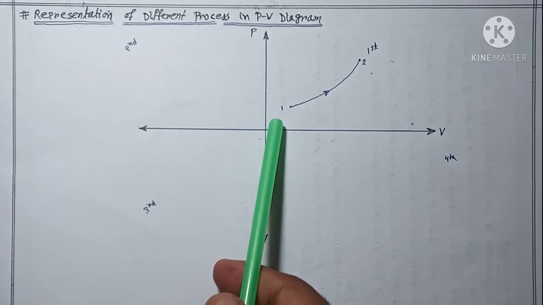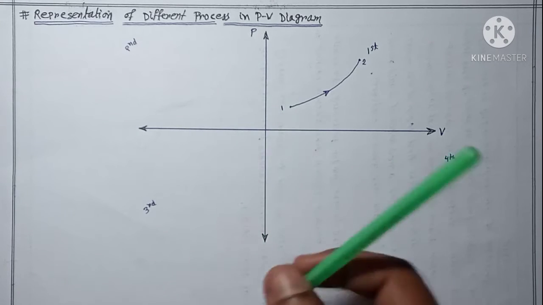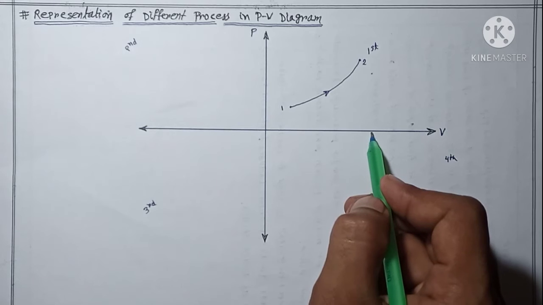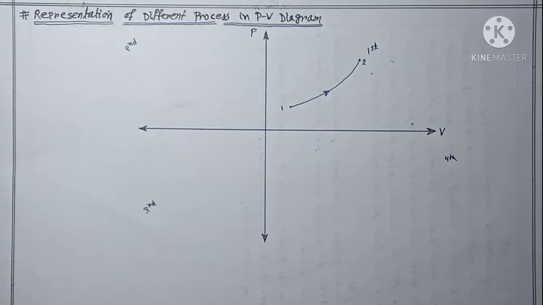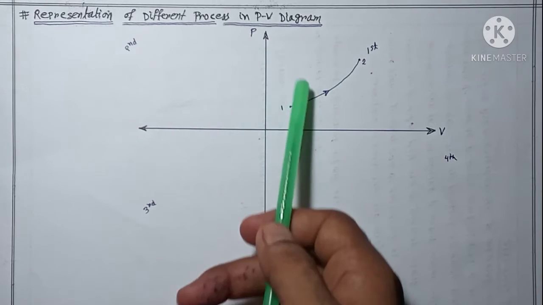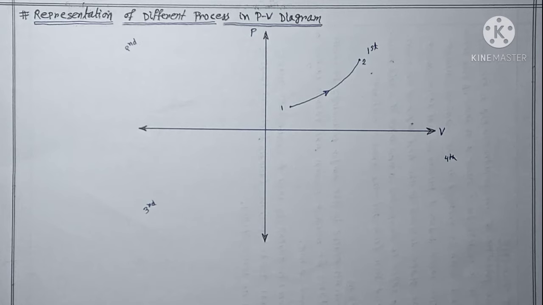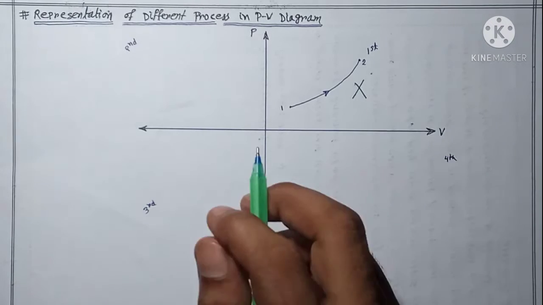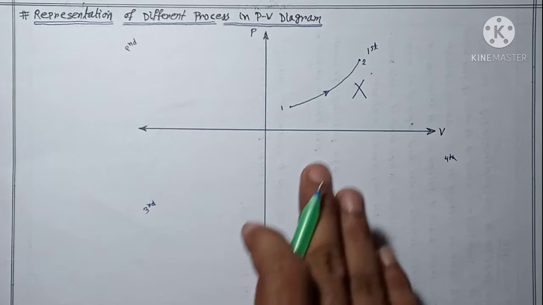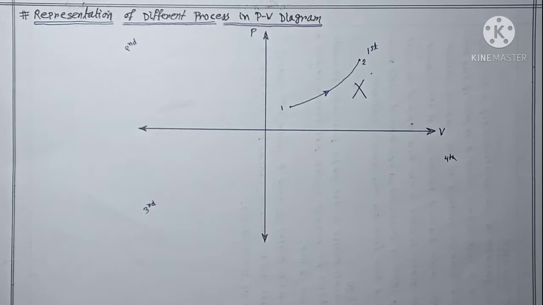You can observe that from state 1 to state 2 the volume is increasing, and with the increase in volume the pressure is also increasing. Now you tell me, is this possible? With an increase in pressure the volume should be reduced, no? But here as the pressure is increased, volume is also increased. That means you can't represent any process in the first coordinate. So please never represent any process in the first coordinate.